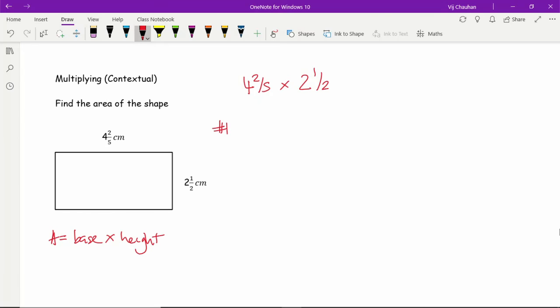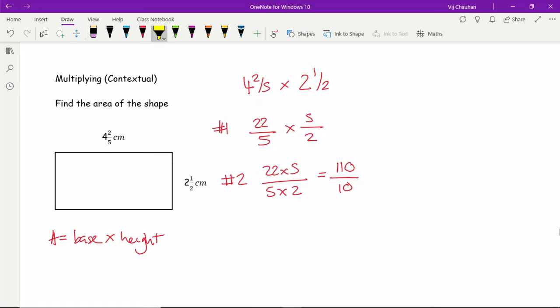Again, going through the steps, I want to convert both of these into improper fractions. So I've got 22 over 5 times 2 times 2, which is 4, plus 1, which is 5, over 2. I then want to multiply the two numerators together and multiply the two denominators together, so 22 times 5 gives 110, and I've got 10. Now this one does simplify. At this stage I notice that both numbers can be divided by 10, so the answer is just going to be 11, and the units are going to be centimetre squared.